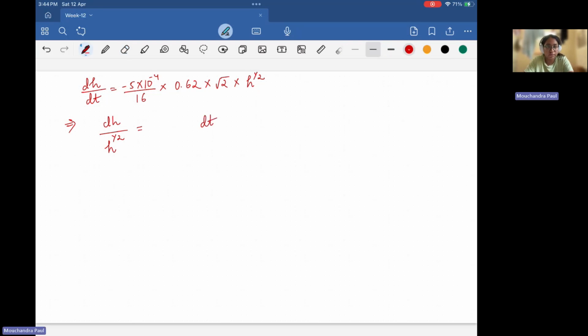Do it myself. So 0.05 into 0.62 into root.